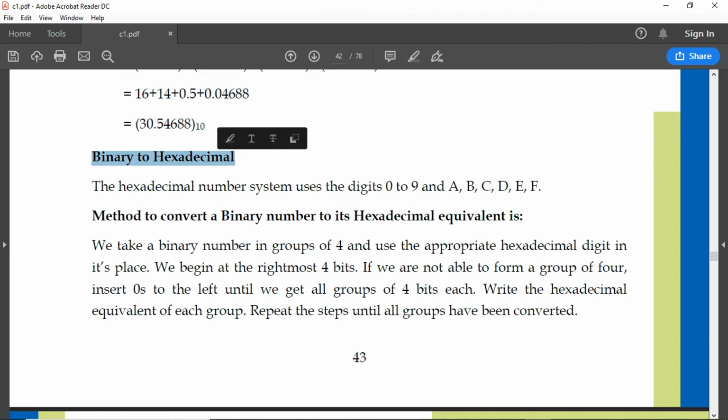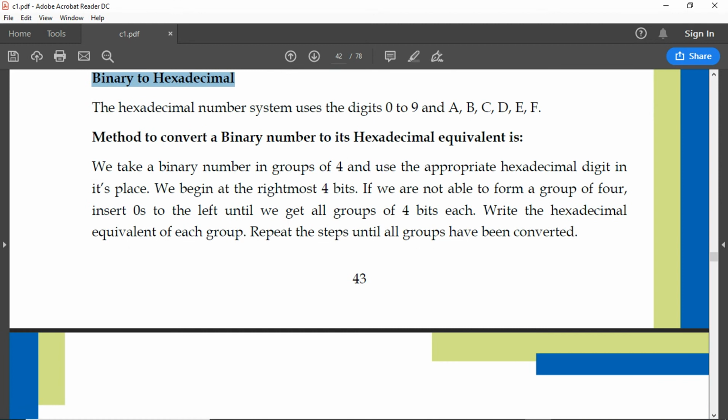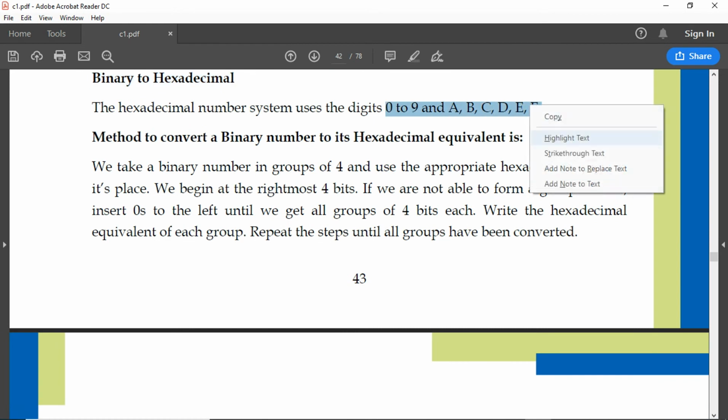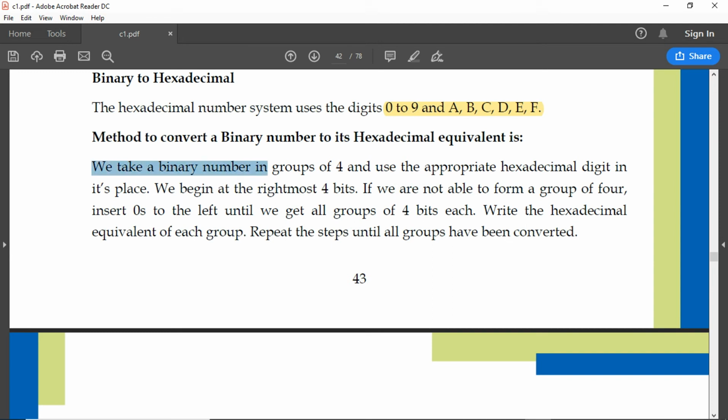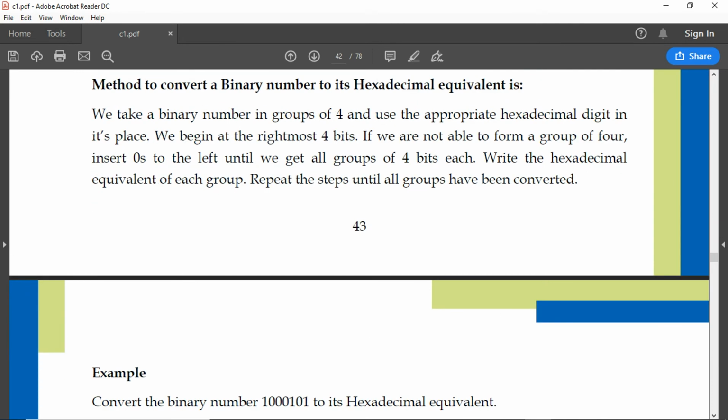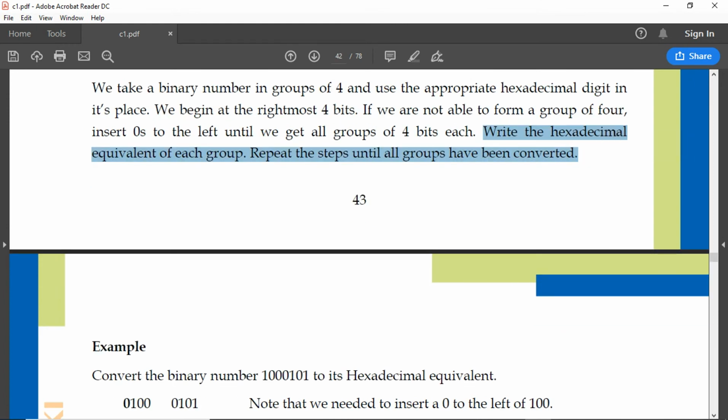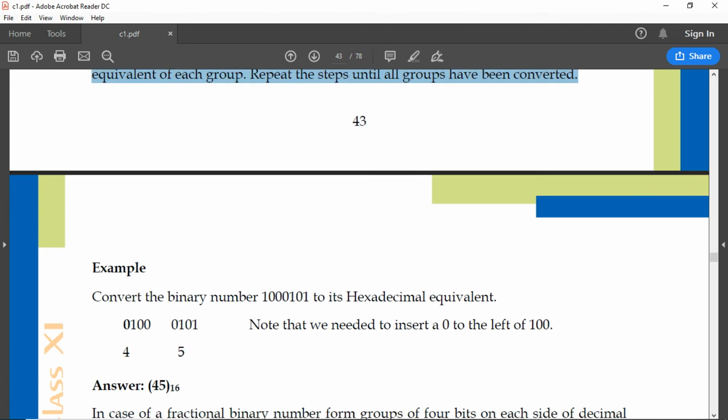Binary to hexadecimal. The hexadecimal number system uses the digits 0 to 9 and A, B, C, D, E, F. Method to convert a binary number to its hexadecimal equivalent: we take a binary number in groups of 4 and use the appropriate hexadecimal digit in its place. We begin at the rightmost 4 bits. If we are not able to form a group of 4, insert zeros to the left until we get all groups of 4 bits each. Write the hexadecimal equivalent of each group. Repeat the steps until all groups have been converted.